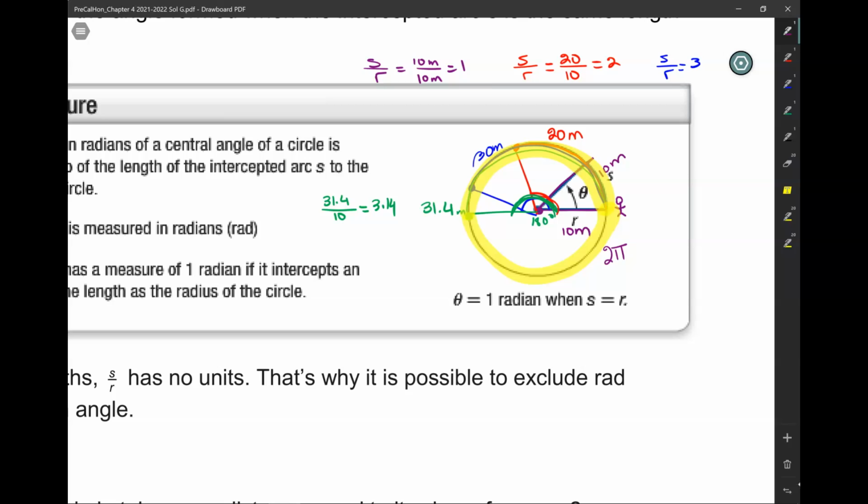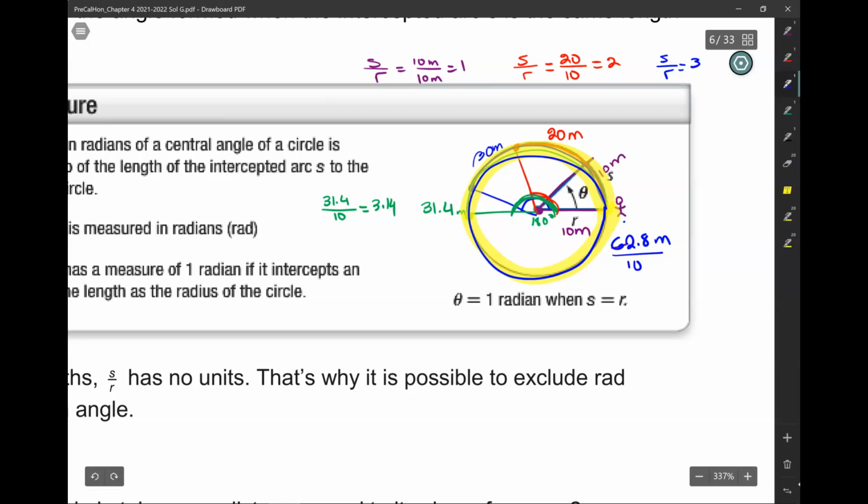Okay? So going with our distance, suppose you now walk around the whole thing, and when you look at your pedometer, you've walked 62.8 meters. What's the ratio? 62.8 to 10? 6.28, that's 2 pi. Okay?